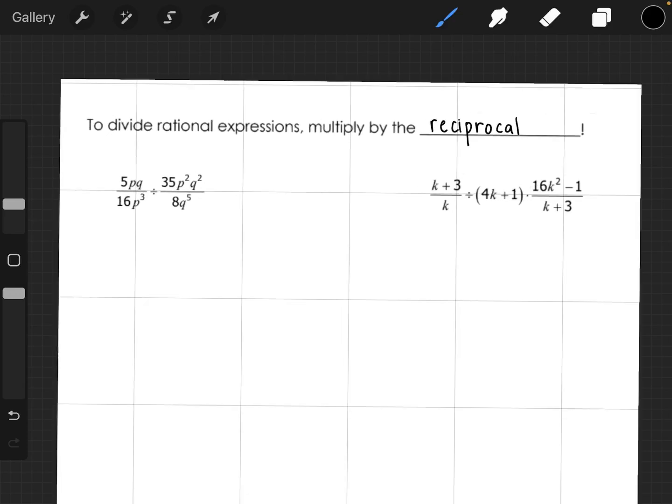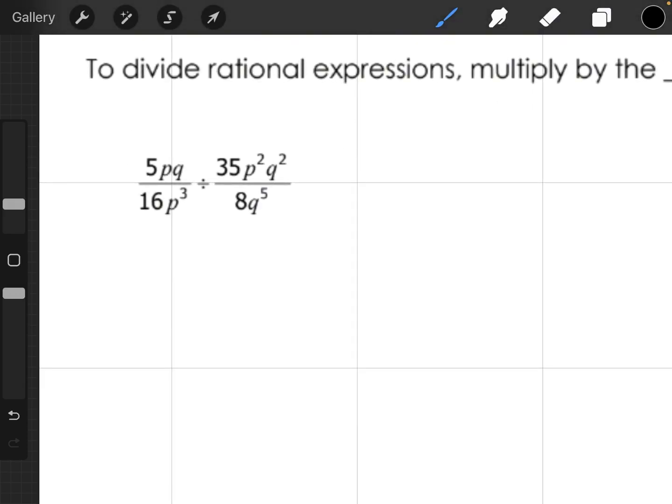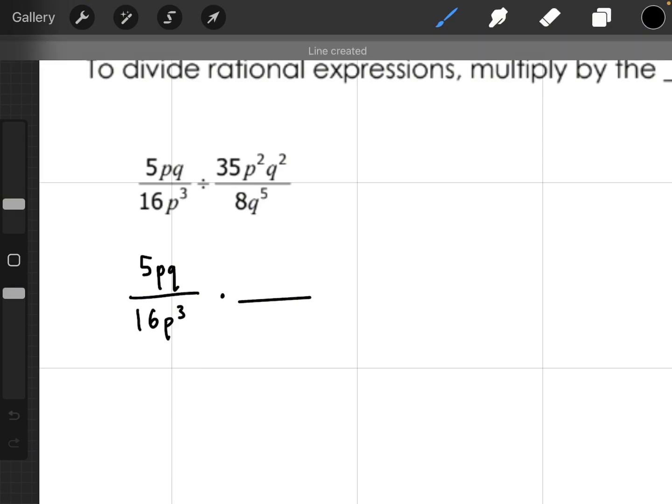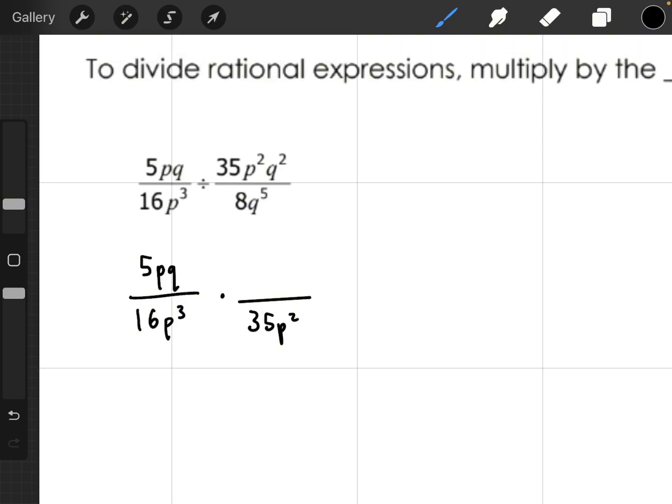To divide rational expressions, we can multiply by the reciprocal. So the reciprocal is just the flip version of what we're dividing by. So we have 5pq over 16p cubed multiplied. Now we'll take the reciprocal, so the numerator goes on the denominator: 35p squared times q squared, and 8q to the power of 5 on the numerator. So from the denominator to the numerator, and the numerator to the denominator.